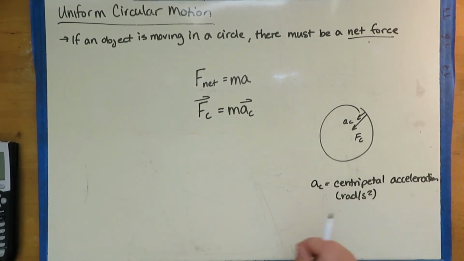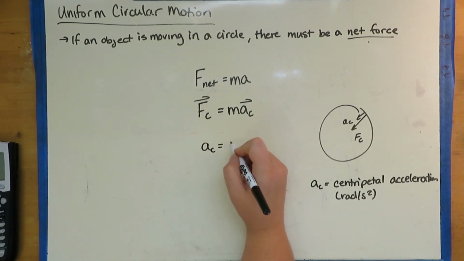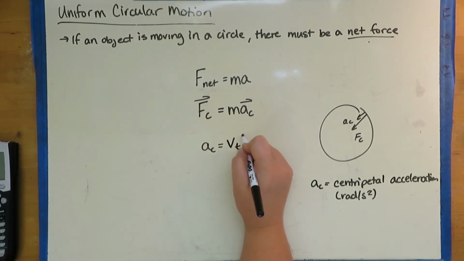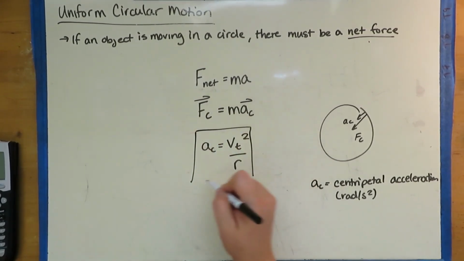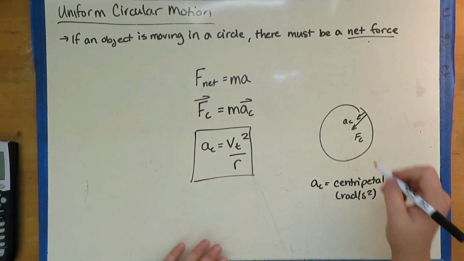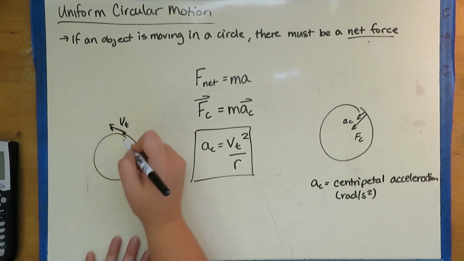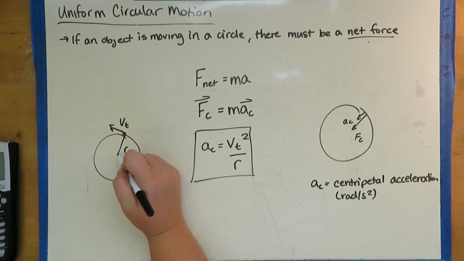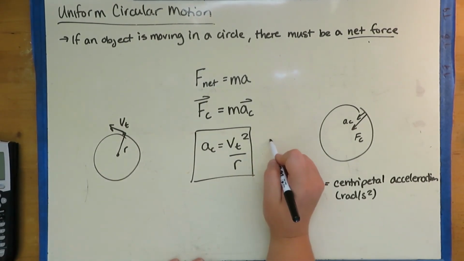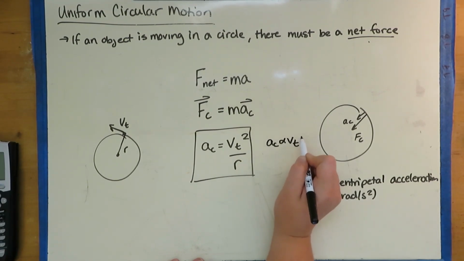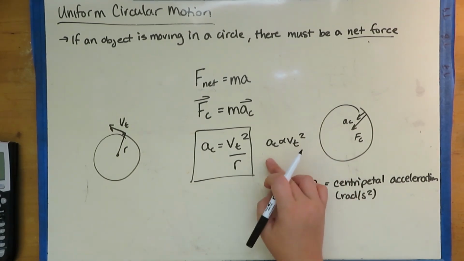And it can be calculated. Now, through experimentation, they've determined that centripetal acceleration in magnitude is equal to the tangential speed squared divided by the radius. This is the mathematical definition of centripetal acceleration. So if I know what my linear speed is, and I know what my radius is, I can calculate the magnitude of my centripetal acceleration. It's really important to realize that my centripetal acceleration is proportional to my tangential speed squared. So if I were to double my tangential speed, I would quadruple my acceleration.